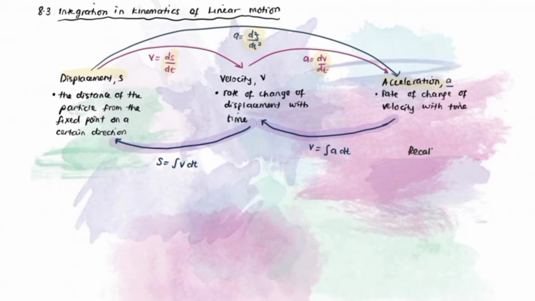Let's do a recall from your Chapter 3, integration, indefinite integral. If you integrate k dx, you will get kx plus c. Integrate x to the power of n dx, you will get x to the n plus 1 over n plus 1, plus c, a constant. Integrate ax to the power of n dx, you will get ax to the n plus 1 over n plus 1, plus c.